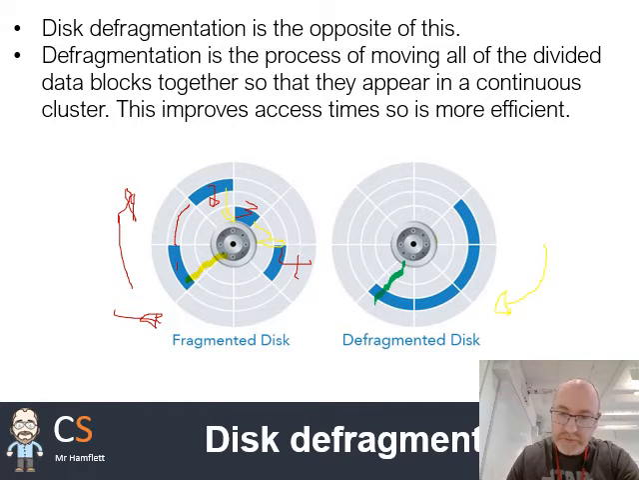And what happens is it will read that, then the next one, then the next one, then the next one, and there's no delay. Okay, so as you can see, the one on the right hand side will read faster than the one on the left, basically.